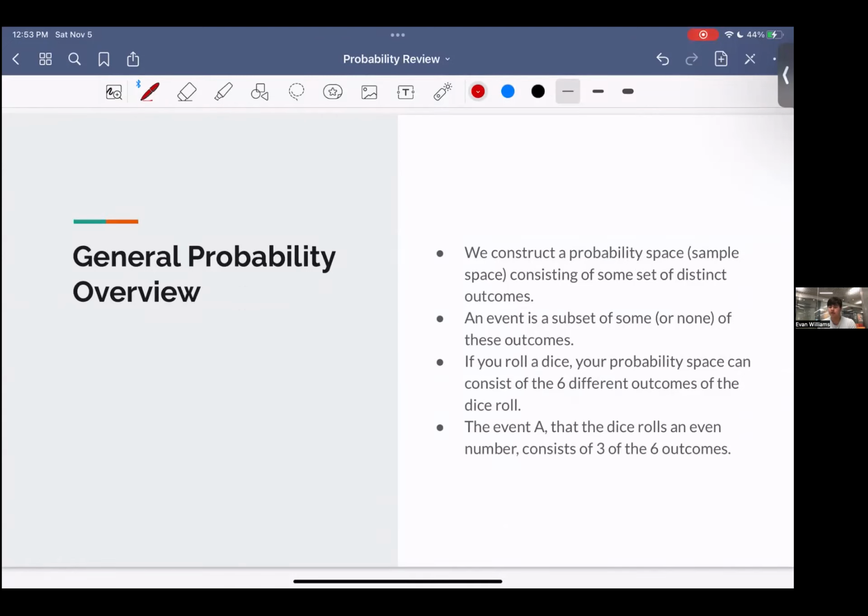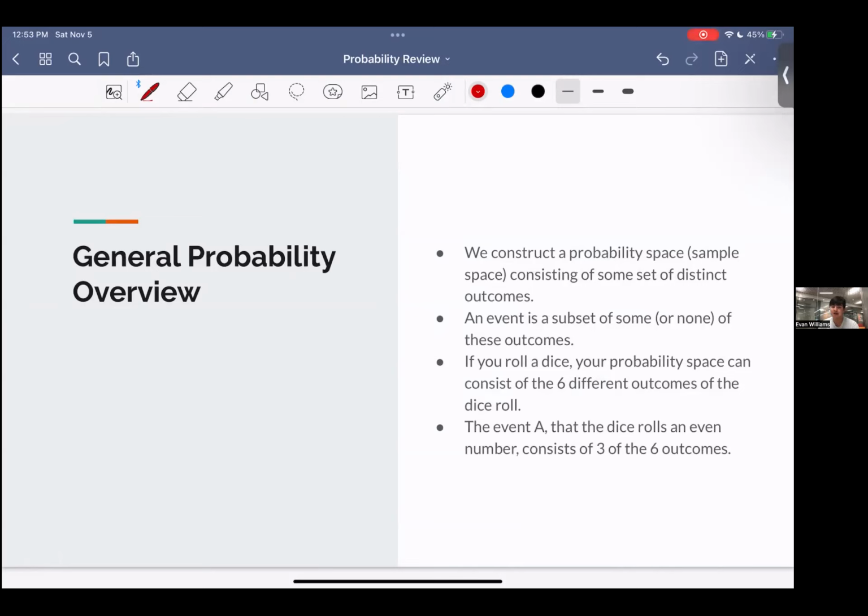So here's a general overview of probability, which should be a reminder from the last course that you took in this subject. We can construct a probability space as some set of distinct outcomes. And so probability theory is very reliant on the foundations of set theory. We call this probability space a sample space. An event is some subset of that sample space.